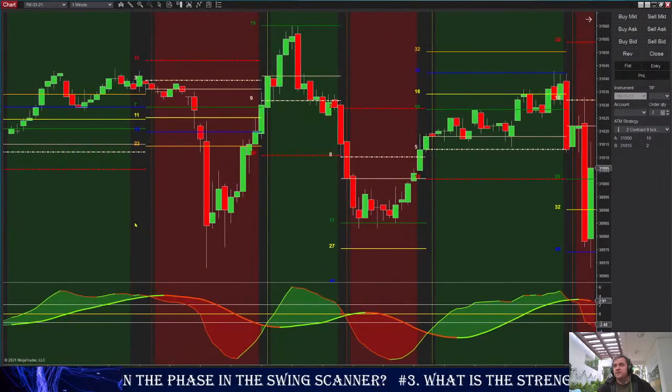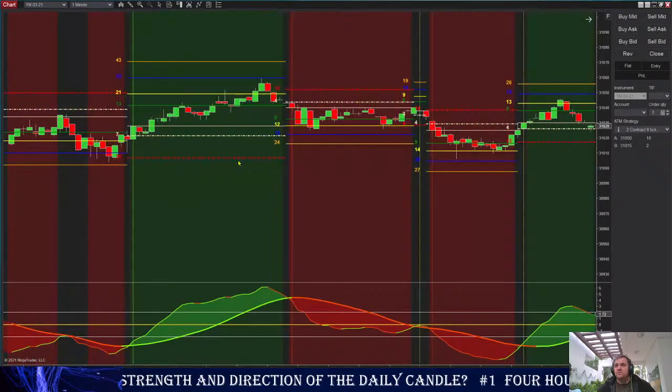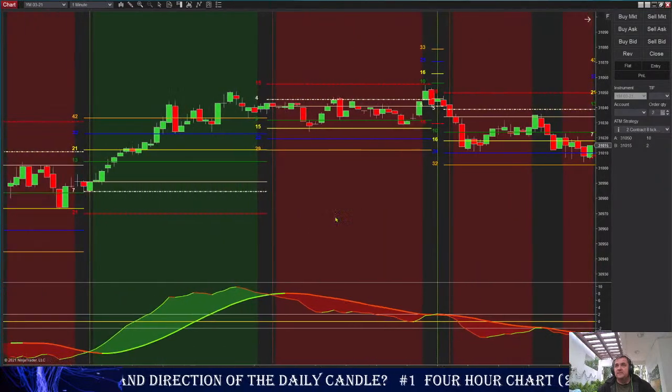Actually, it runs really well now. See this one? Entered, came back, away you go. Literally got the target one before it reversed. Over and over and over again. And that's how you use it.